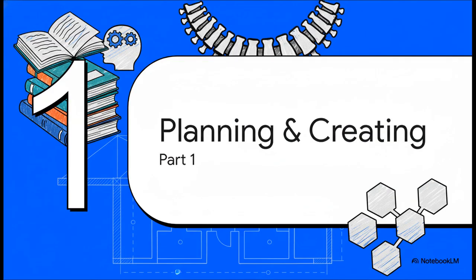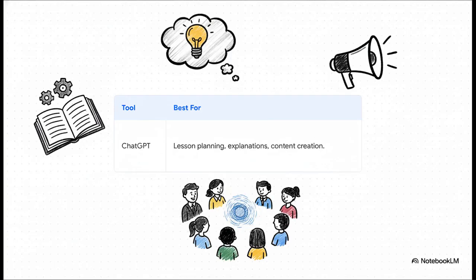This is all about the foundational stuff, planning your lessons and creating your materials. This is where you really set the stage for all the magic that happens in the classroom. First up, the one you've probably heard of, ChatGPT. You should think of it as your AI co-pilot or your brainstorming partner. It's absolutely fantastic for smashing through writer's block.